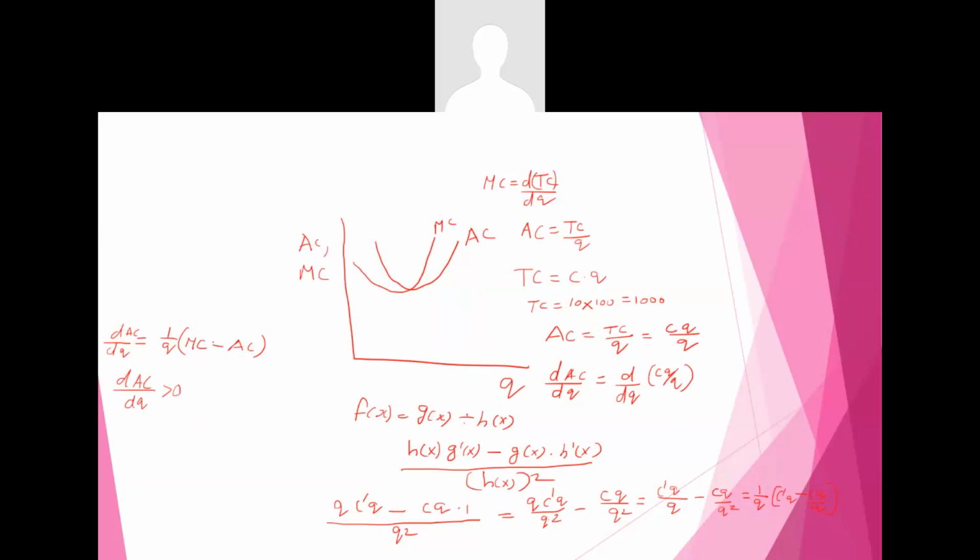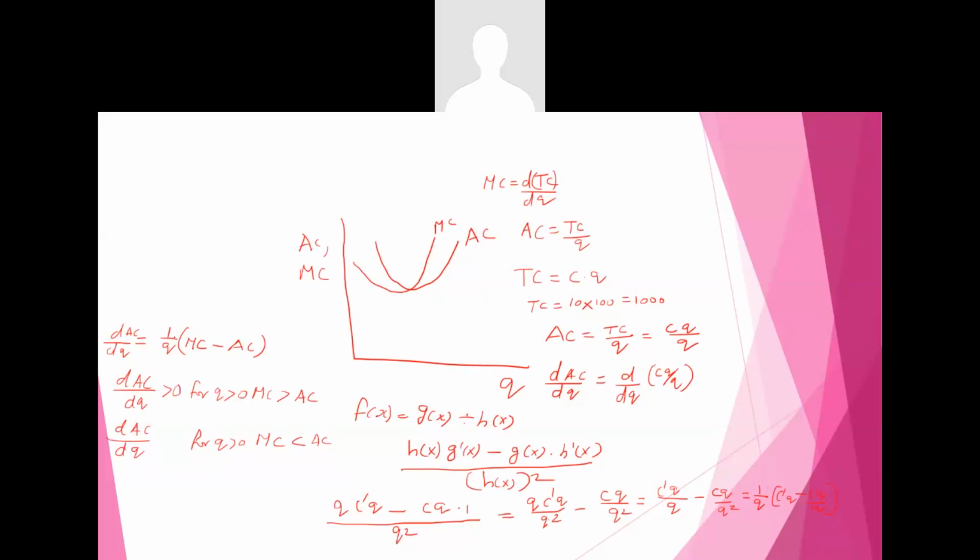So dAC by dQ can be greater than 0 only when MC is greater than AC. Only if the value of MC is over and above AC will this term be positive, for values of Q greater than 0. Only if MC is higher than AC, for values of Q greater than 0, can you expect the slope of AC to be positive.